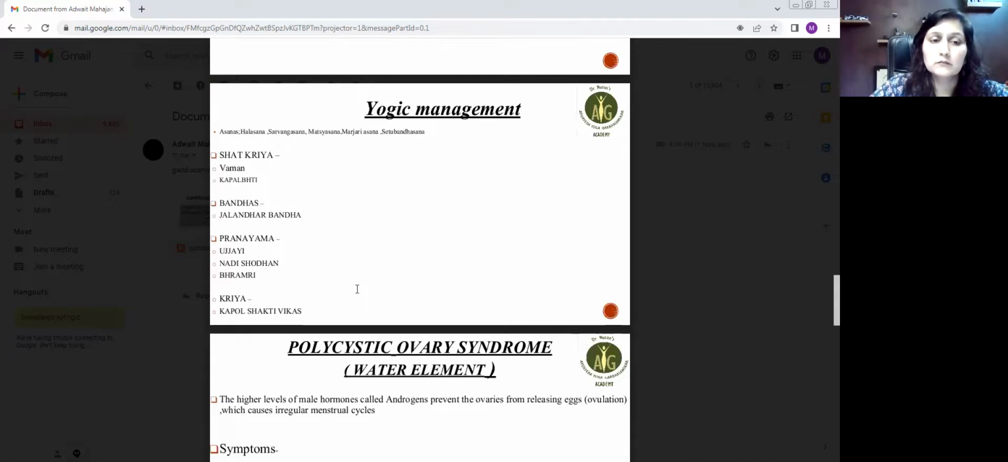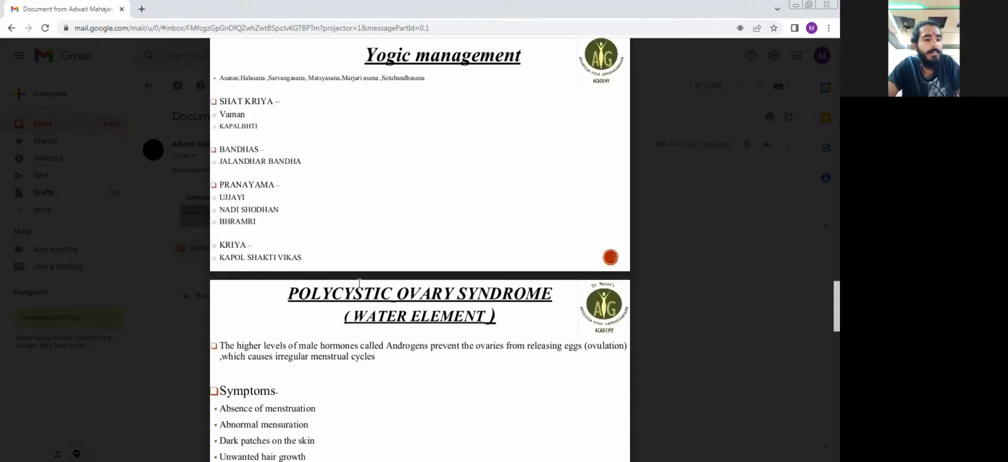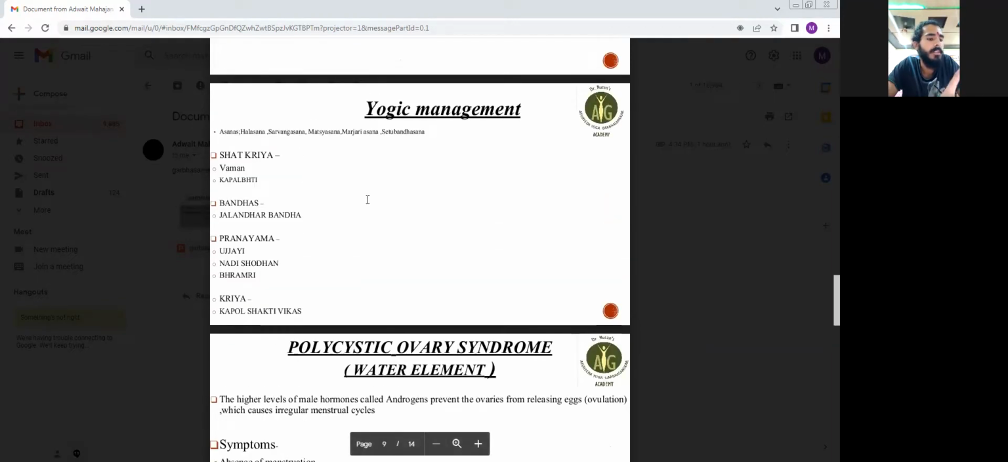Yes, and as explained, the water element is imbalanced. So we will include all those practices which will balance the water element. So what are those practices that are told by all the scriptures, in the Gheranda, Hatha, Shiva? The first thing is the Shatkriya.